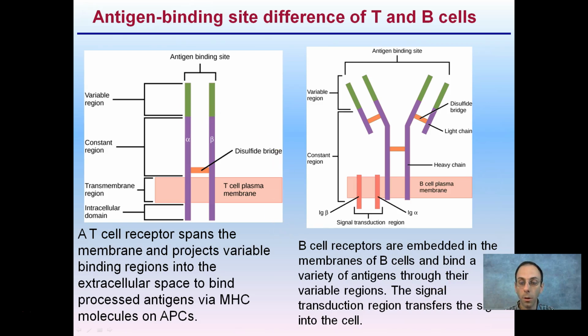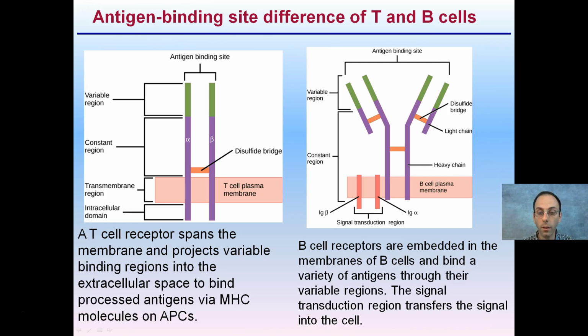Our B cell receptors are embedded in the membranes of the B cells and bind to a variety of antigens through their variable regions. The signal transduction region transfers the signal into the cell. So you can see this one goes completely through and has an intracellular domain. This one does not. This one does have the branched variable regions, and this one has a single variable region. They both have antigen binding sites, here and here, but the T cells only have one, the B cells have two. Think of B's having two bumps, and T's having one line to help you remember those.